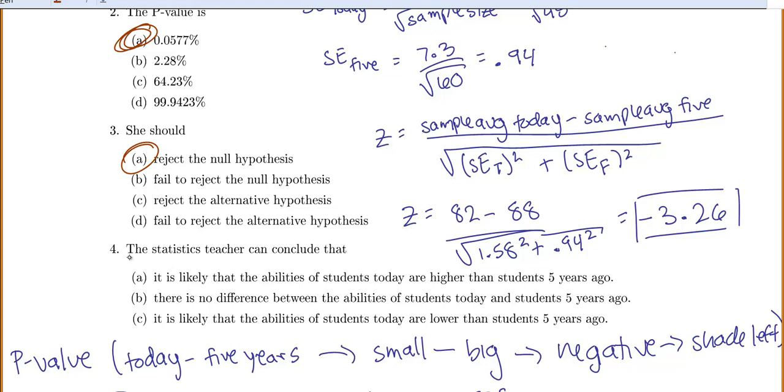As you read through the 3 options for number 4, which one do you guys think it should be? C. Okay, I agree. We said we have evidence that today's scores are lower, so it's likely that the abilities of students today are lower than the students 5 years ago.